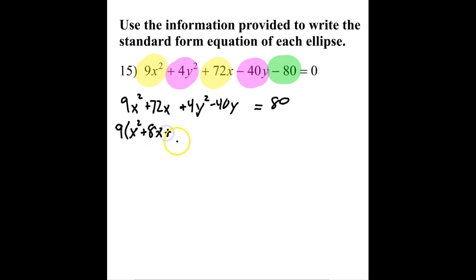And then leave a space to complete the square. Same thing here. I'm going to factor out the 4, and then leave a space to complete the square. So here we'll have half of 8 is 4. 4 squared is 16. And like before, I'm not adding 16 here. I'm adding 9 times 16, which is 144.